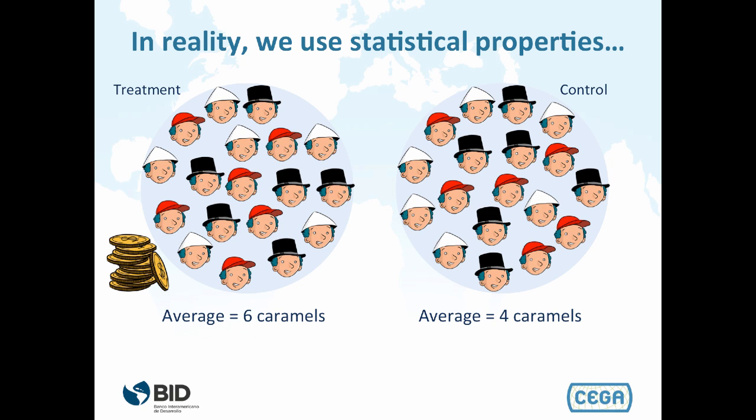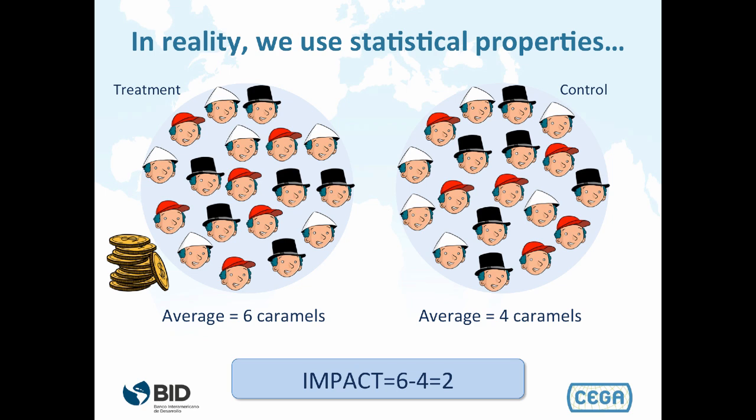So, if we then give the treatment group the cash, and we observe on average they consume 6 caramels, and we compare it to the control group where on average they eat 4 caramels, we find an impact of 6 minus 4 equals 2. We know that on average there are no differences between the treatment and control group except for the cash. Therefore, we can safely interpret the difference of 2 caramels as being caused by the cash.